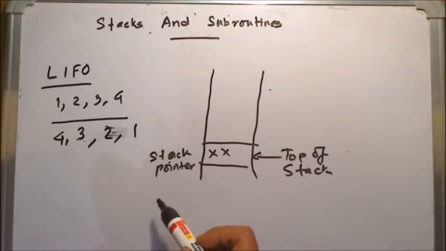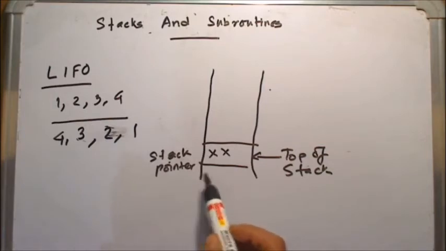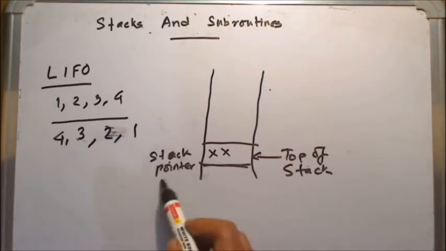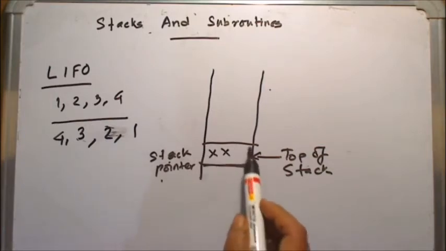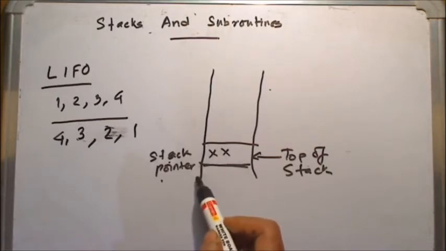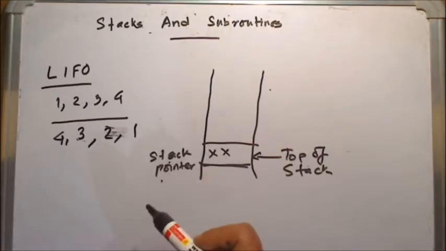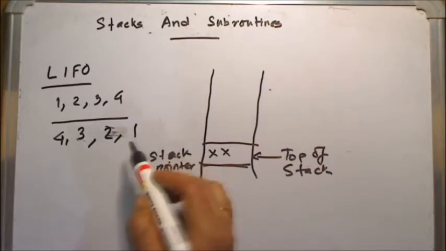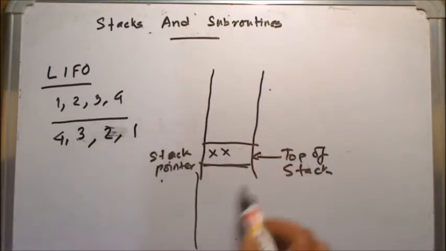Now what is a stack pointer? Stack pointer is the address of the top of the stack. Understood? Stack pointer is the address of the top of the stack. This is your top of the stack. So stack pointer is the address of the top of the stack. Clear? And these are the various elements of the stack.